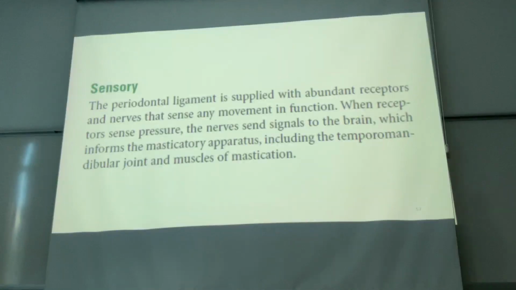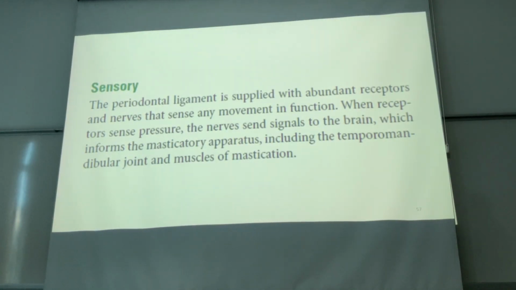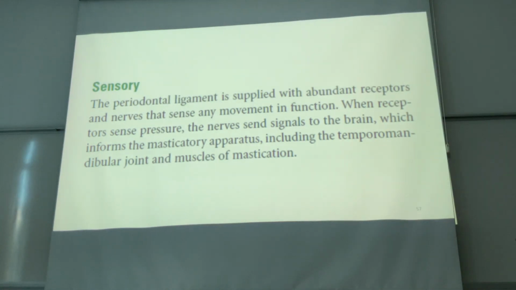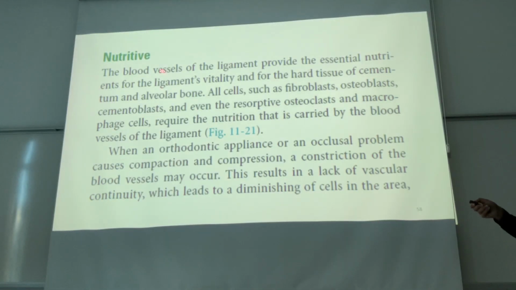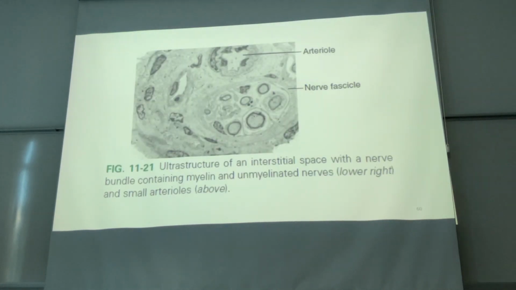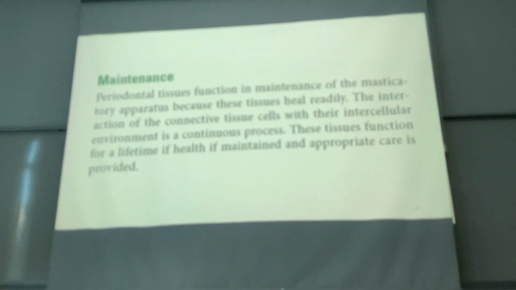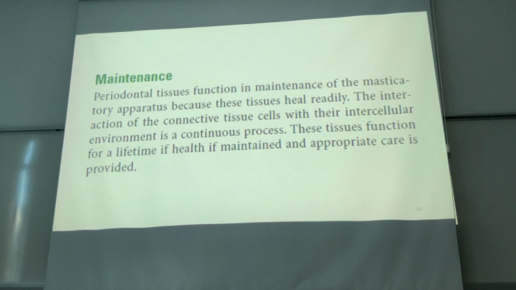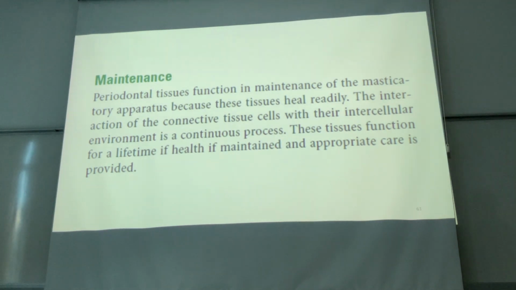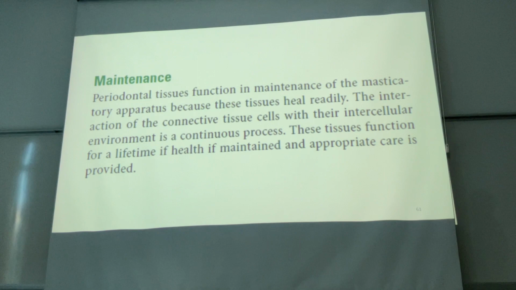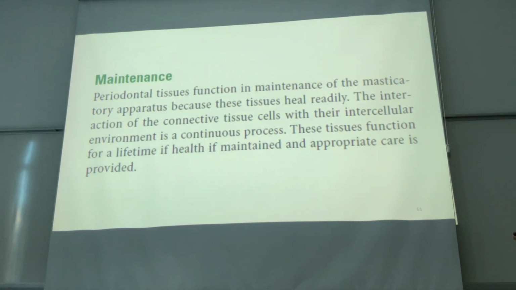the periodontal ligament has a sensory role. We talked about the nerve fibers present in this part. It has a nutritive role. Remember the role of blood vessels in this part. Here again you can see the nerve fascicles, nerve endings. Here you can see arterioles. And it also has a role in maintenance of the periodontal ligament.